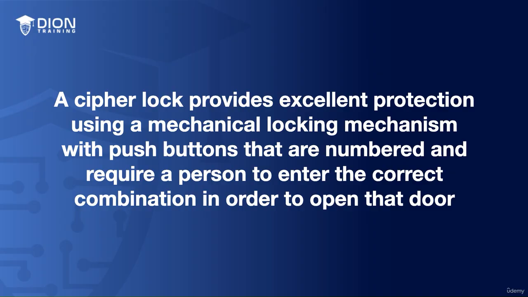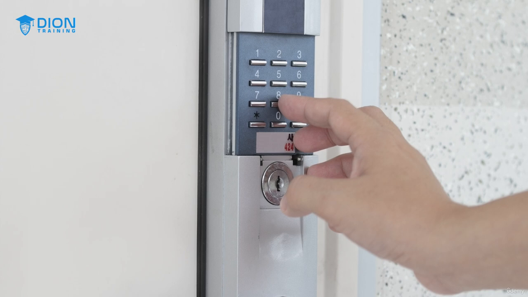Now, the final type of door lock you should be aware of is an older type of lock known as a cipher lock. A cipher lock provides excellent protection using a mechanical locking mechanism with push buttons that are numbered and require a person to enter the correct combination in order to open that door. These are often used on server rooms, network closets, and other high security locations. They do tend to cost a little bit more than a traditional office lock, but they do have the ability to give you a higher level of protection too. In fact, the Dion Training offices use a mechanical cipher lock on our front door to our building, and it requires that you enter an 8-digit identification number in order to unlock our door.